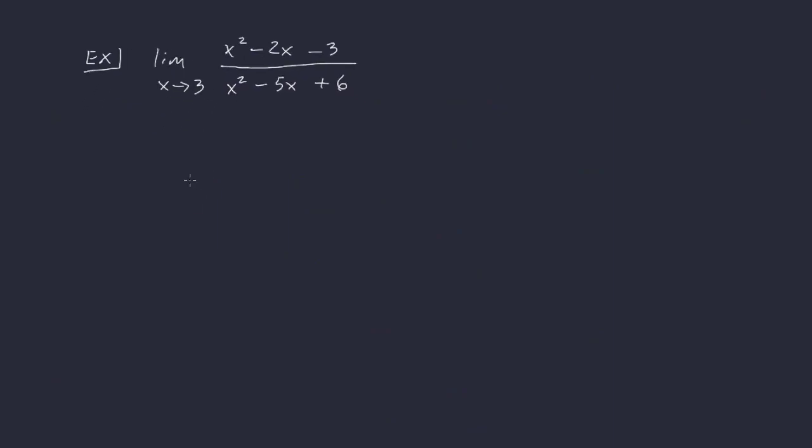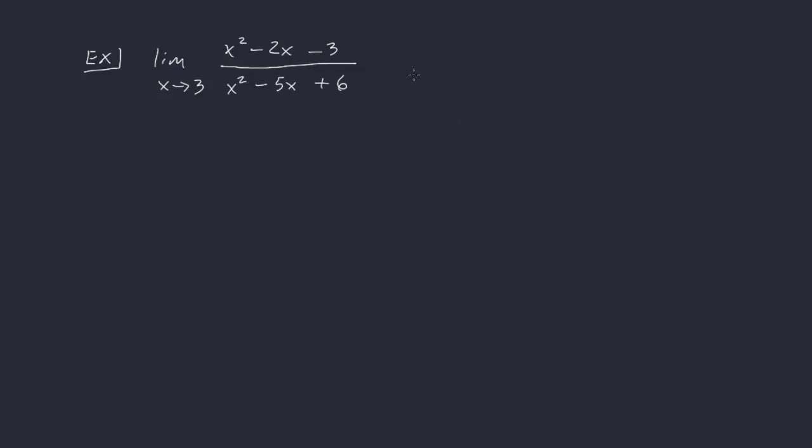All right, let's do another example of this type. It's a pretty common type of just the factoring and canceling. So here, I have the limit as x goes to 3 of x squared minus 2x minus 3, all over x squared minus 5x plus 6.